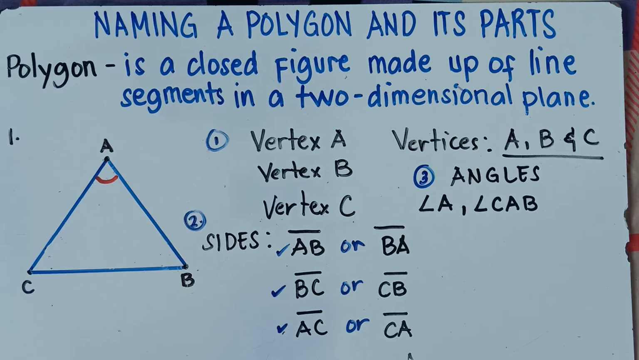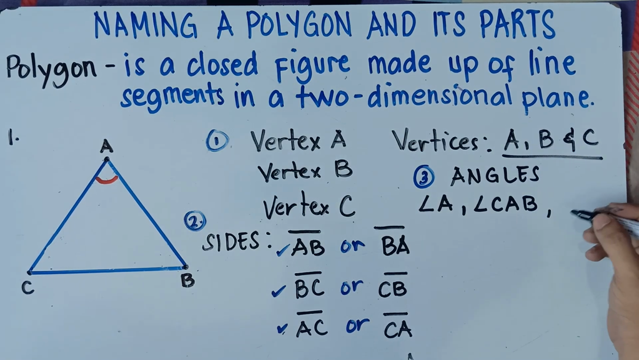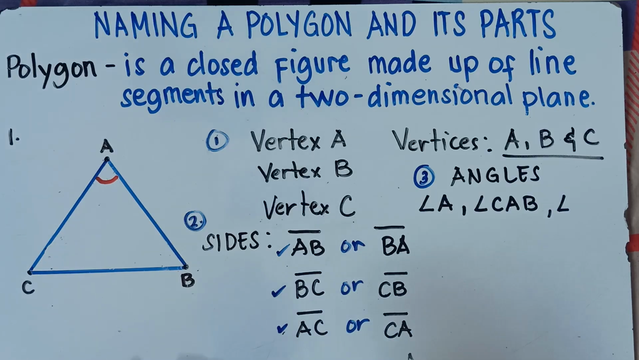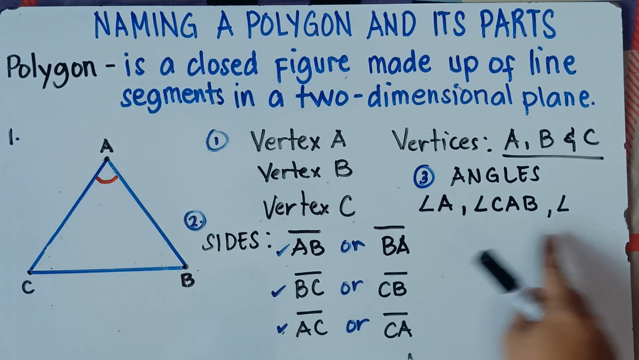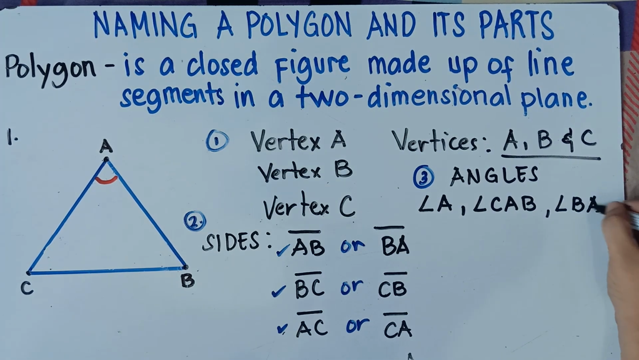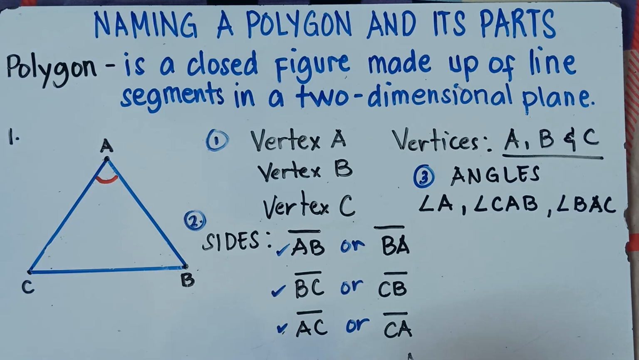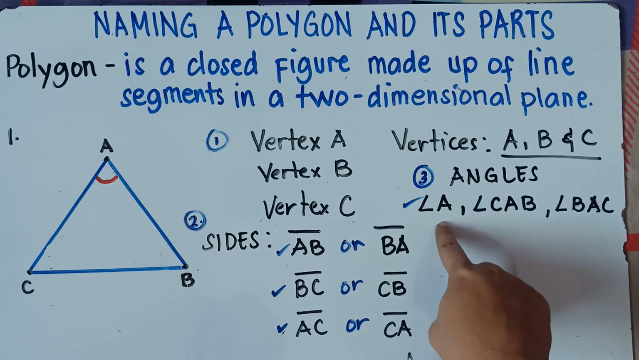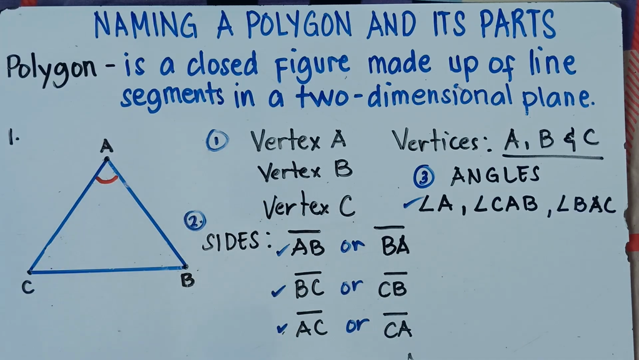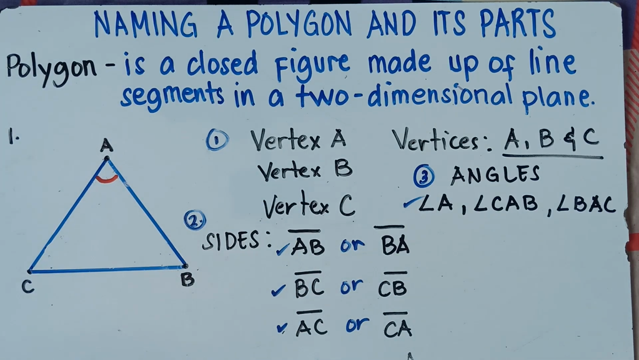These three, class, are just the same. Choose any of these three for your answer. Angle BAC. Once again, make sure that vertex A will be the center part of these vertices. So that's the first angle right here, class. First angle, we have angle A, or we can call that one angle CAB, or angle BAC.